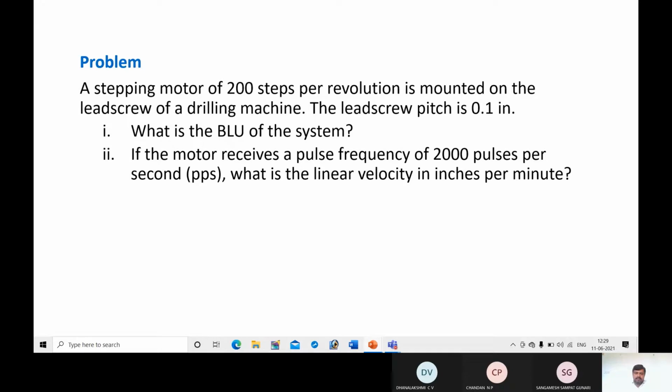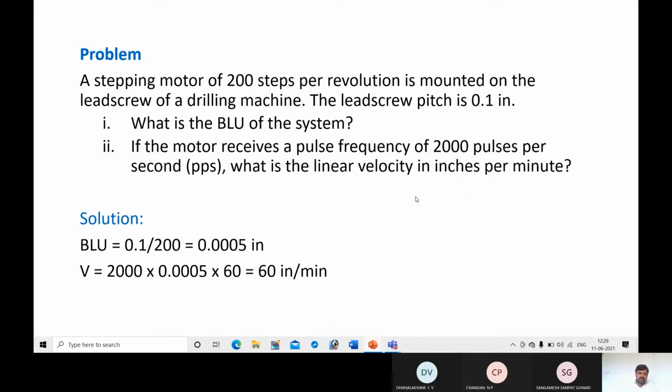So what is the value? Your one pulse is 0.0005 inches of linear movement. For 2000 pulses, 2000 times of that. So 2000 into basic length unit will give you the linear velocity. Usually that will be in terms of seconds. Then you have to convert it into minutes. That conversion you should do. So this is the answer.